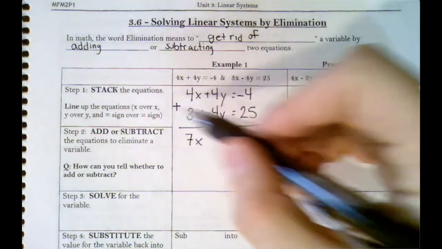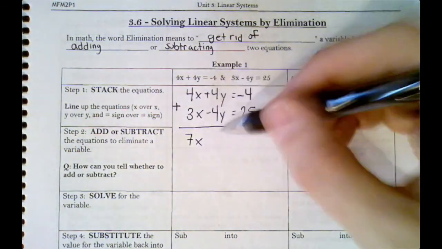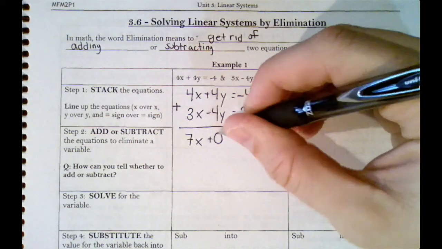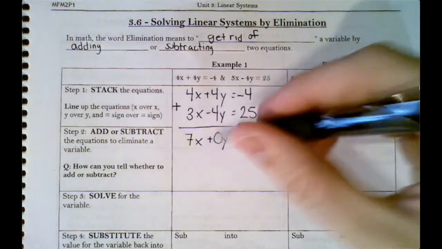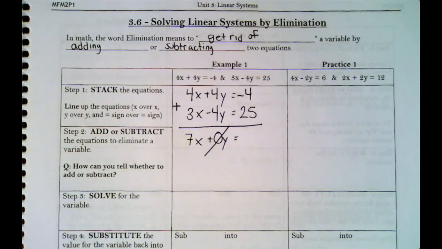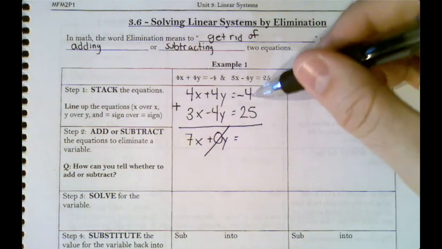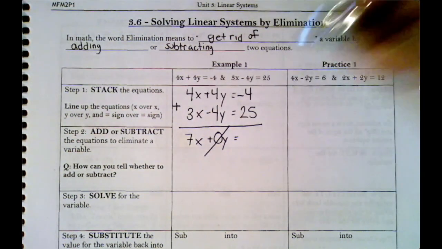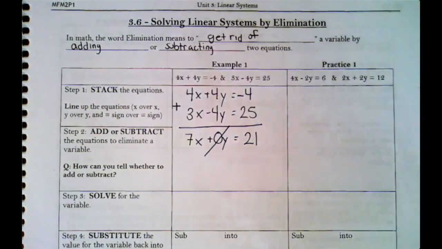Adding 4 and negative 4, the y's, would give us 0. And what we've done is we've eliminated the y's. The y's are gone because you can't have 0y. 0y is just nothing. We've eliminated the y's by adding. Negative 4 plus 25, if we check the calculator, we get 21. That's the elimination step.